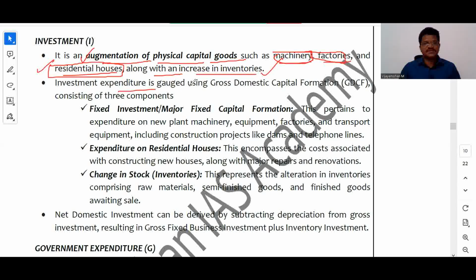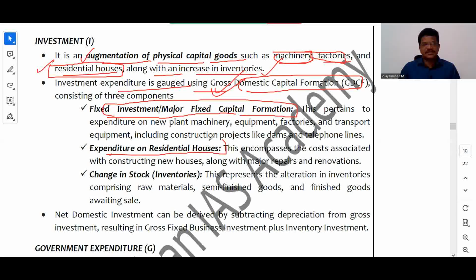And investment expenditure is got using gross domestic capital formation. So gross domestic capital formation నుంచి అంటే ఇన్వెస్ట్మెంట్ ఎక్స్పెండిచర్ ఎలా జరిగిందని చెప్పడానికి ఒక మేజర్ కాంపోనెంట్ మనం ఏం తీసుకుంటాం అంటే గ్రాస్ డొమెస్టిక్ క్యాపిటల్ ఫార్మేషన్. పైన మీకు ఈ డయాగ్రామ్ లో చెప్పాను. సో గ్రాస్ క్యాపిటల్ డొమెస్టిక్ ఫార్మేషన్ నుంచి మనం ఇన్వెస్ట్మెంట్ ఎక్స్పెండిచర్ ఎంత జరిగిందో చూస్తాం. ఈ గ్రాస్ డొమెస్టిక్ క్యాపిటల్ ఫార్మేషన్ లో మళ్ళీ సబ్ కాంపోనెంట్స్ ఏమున్నాయంటే ఫిక్స్డ్ ఇన్వెస్ట్మెంట్ ఆర్ మేజర్ ఫిక్స్డ్ క్యాపిటల్ ఫార్మేషన్, expenditure on residential houses, change in stock, right?